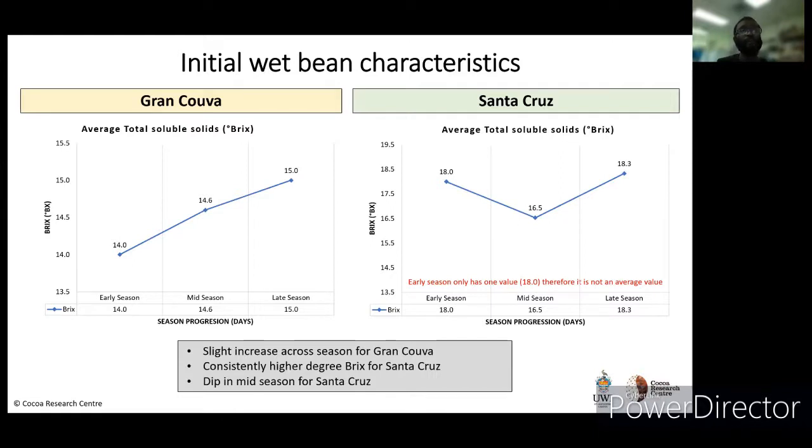Unlike the Vancouver area, in the Santa Cruz area the initial total soluble solids tend to decrease from the early to mid-season, but from the mid-season to the late season, we saw an increase, and this could have implications for the fermentation rate and the microbial activity in the fermentation cycles.